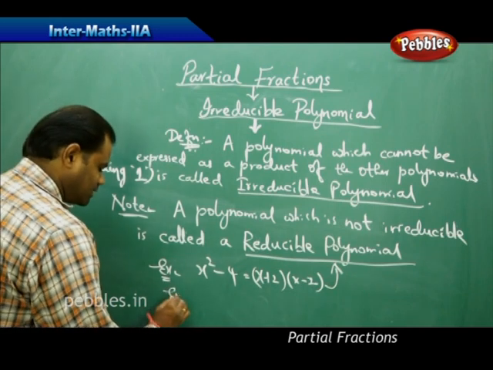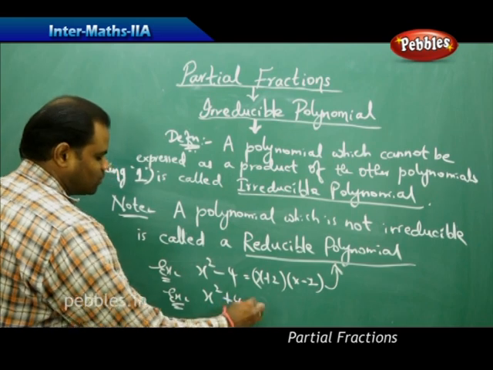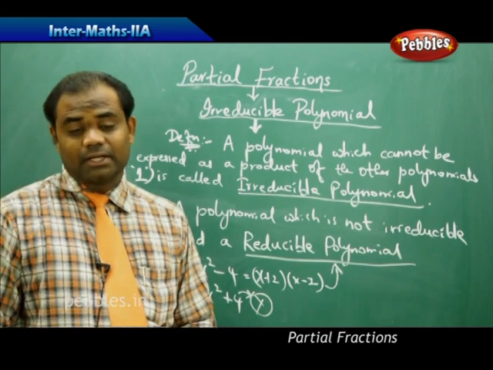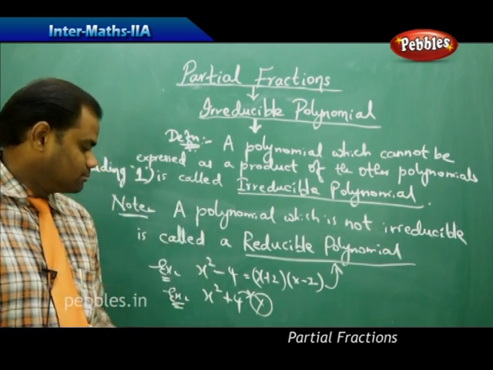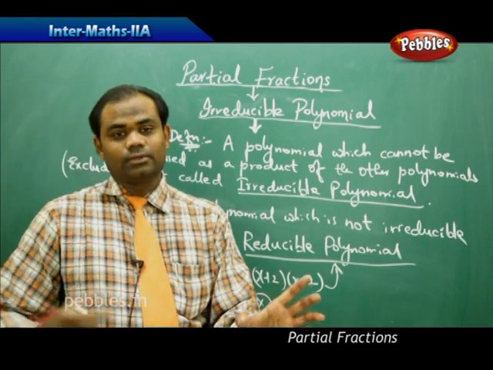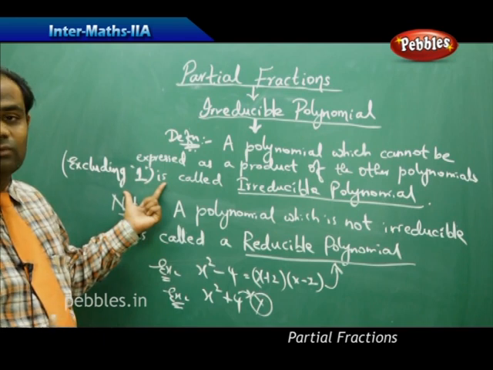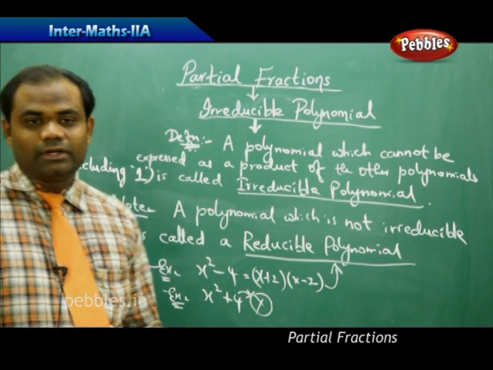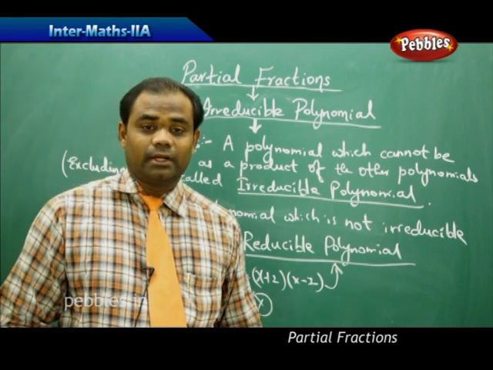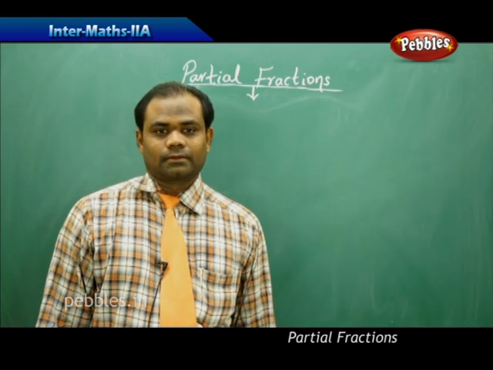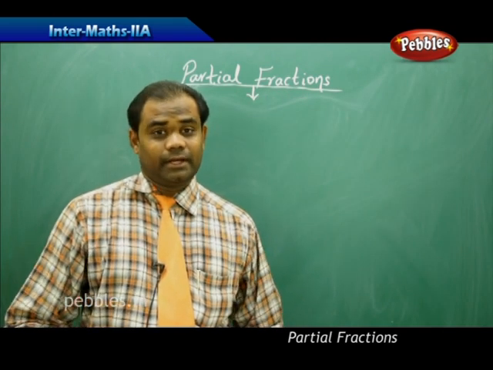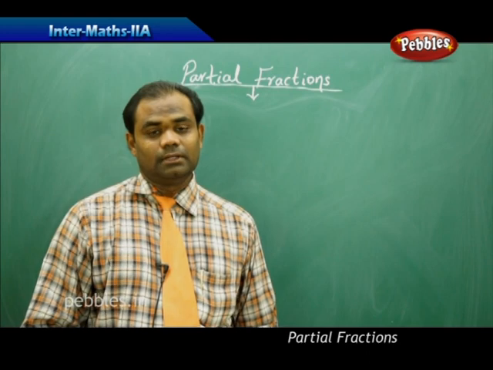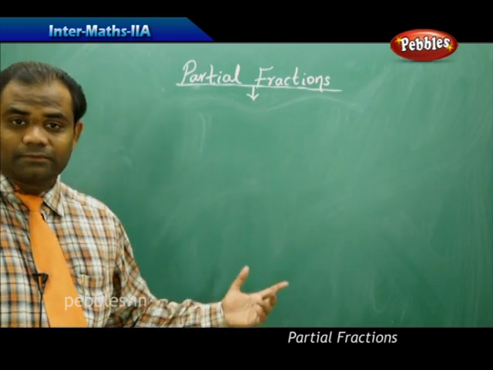But when I take the example x squared plus 4, it is not a reducible polynomial, because this cannot be expressed as the product of two different factors. Though I can write this as x squared plus 4 times 1, which contradicts excluding 1, and hence this is reducible, this is irreducible. This is how we understand the reducible and irreducible polynomials. So now that we have defined them, we will try to define the properties involved with reducible and irreducible polynomials with their respective definitions.